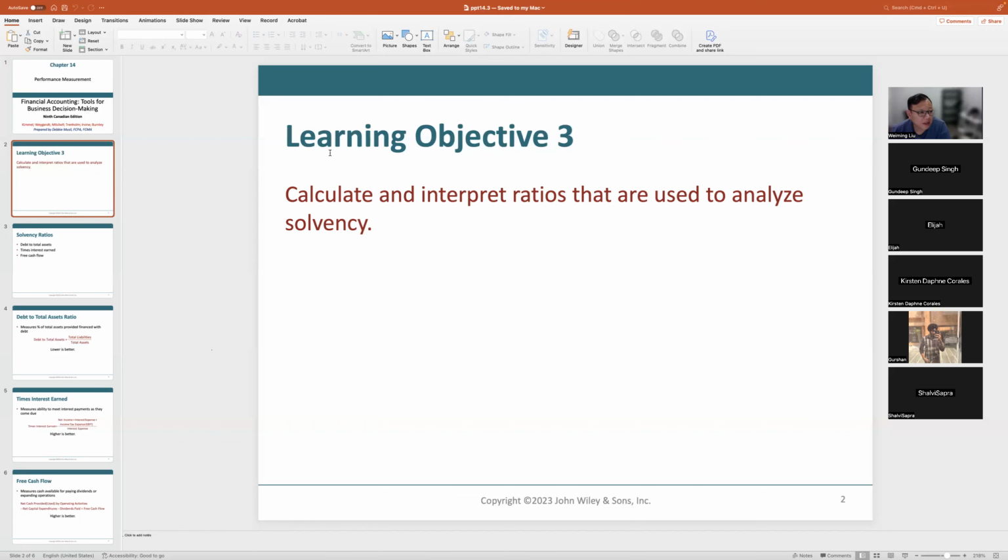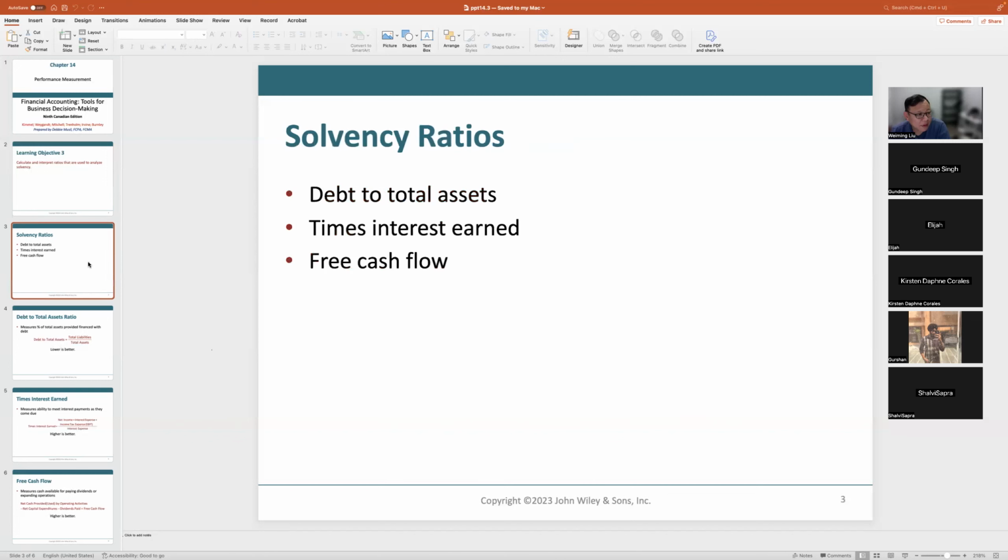So here, the learning objective 14.3 is about calculating and interpreting ratios that are used to analyze solvency. So what are the solvency ratios? We have learned one, total debt to total asset, right? That's one of them we have seen before. Something new to this lecture is the times interest earned and free cash flow. We're going to talk about it.